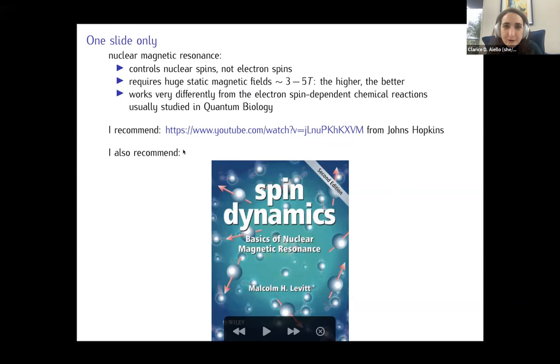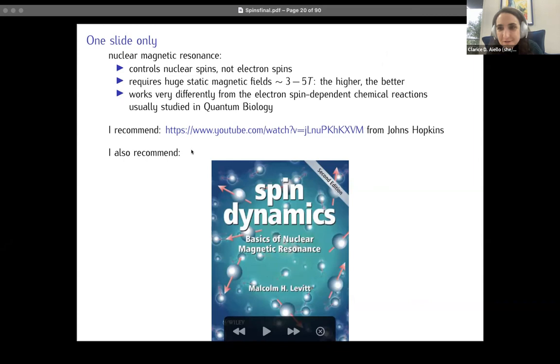But I would like to point out some things about magnetic resonance, which is different from what I'm going to talk about in the rest of my talk, which is going to be very important, especially given the next two talks. Nuclear magnetic resonance controls nuclear spins, not electron spins. I won't have time to talk about it, but nuclear spins have a much harder time talking to magnetic fields than electron spins. Electron spins see magnetic fields way easier than nuclear spins do.